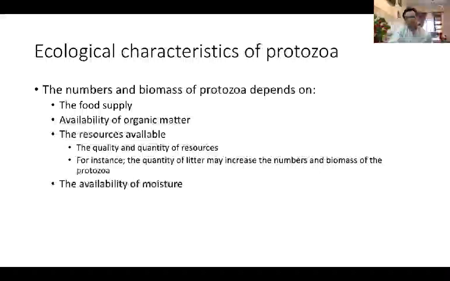Another important factor that controls the number and biomass of protozoa in soil is moisture. As we have discussed, moisture has a key role in the activity of protozoa. Major activities of protozoa are in the pore spaces where moisture is available. Even they can move in moisture. So if moisture is not available, if there is drought, they may shift to another phase of their life cycle, making survival structures, resistant structures such as cysts.